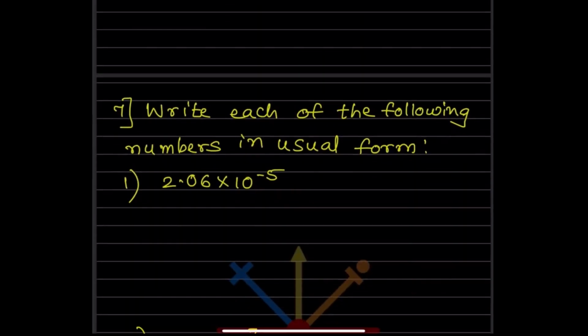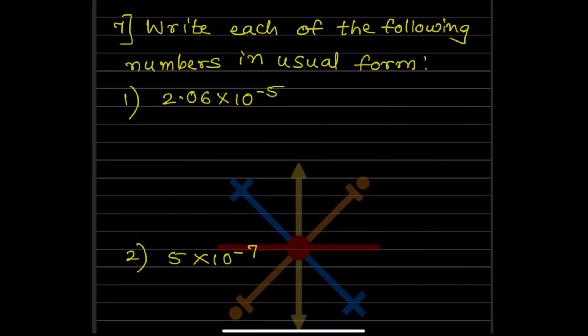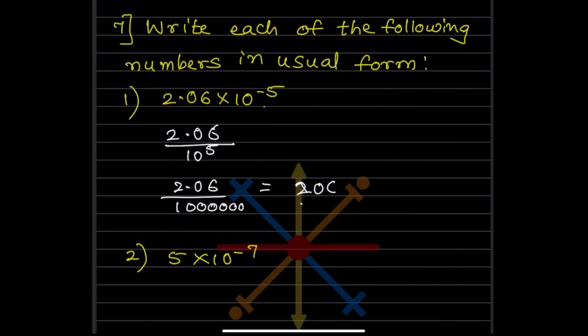Now the next one, they said write each of the following numbers in usual form. So now we have seen in the previous one how to do it in the usual form. So what will you write here? You can also write this as 2.06. Now this is the negative one, which means if you take it in the denominator it is going to be positive. So this can also be written as 2.06, and we'll put here 1 and 5 zeros. So we can write 2.06 as 206 divided by 100 into this.